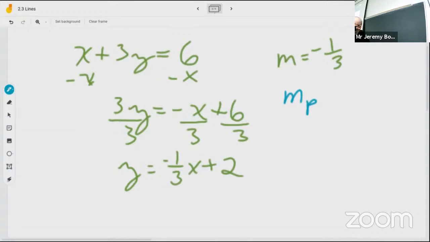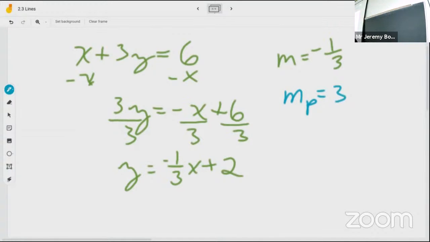So I like to write m sub p to mean that's the perpendicular line. Okay, so we could write it out in all the ways to do it. It would be like -1 over -1/3. But remember, what we're going to do is change the sign and flip it, right? So we're going to reciprocate it, flip it, and then change the sign, which means multiply by -1. And so the slope of our perpendicular line is going to be what? Just 3.